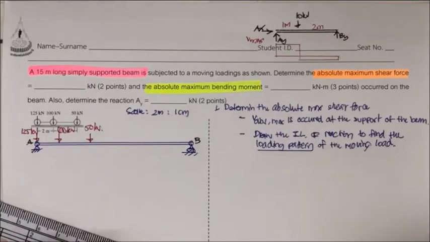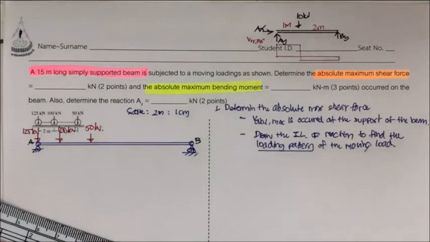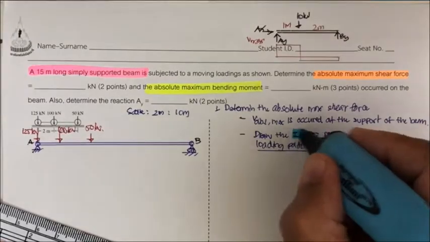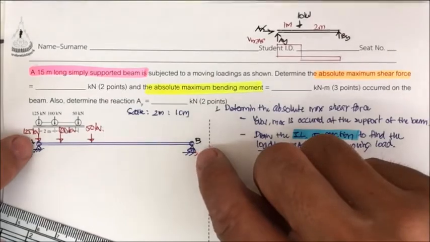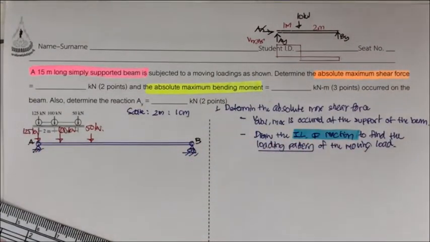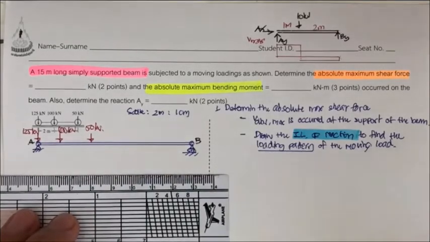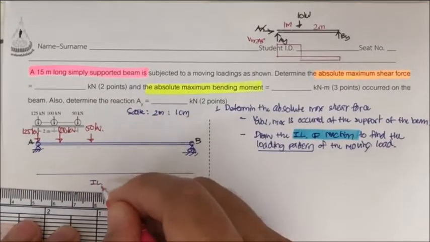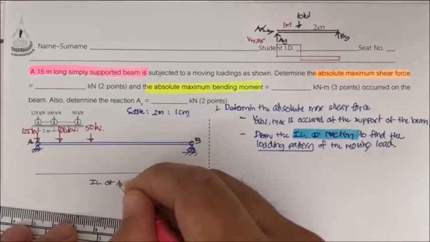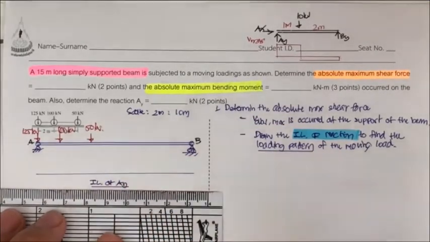Okay, next we draw the influence line of reaction. Most of the time, since the load can move freely, the absolute maximum may occur at A or at B, and the value is going to be the same. By doing that, let us just draw the influence line of A sub y. And if you like, you may draw the influence line of B sub y and do the same thing. You're going to get the same result.